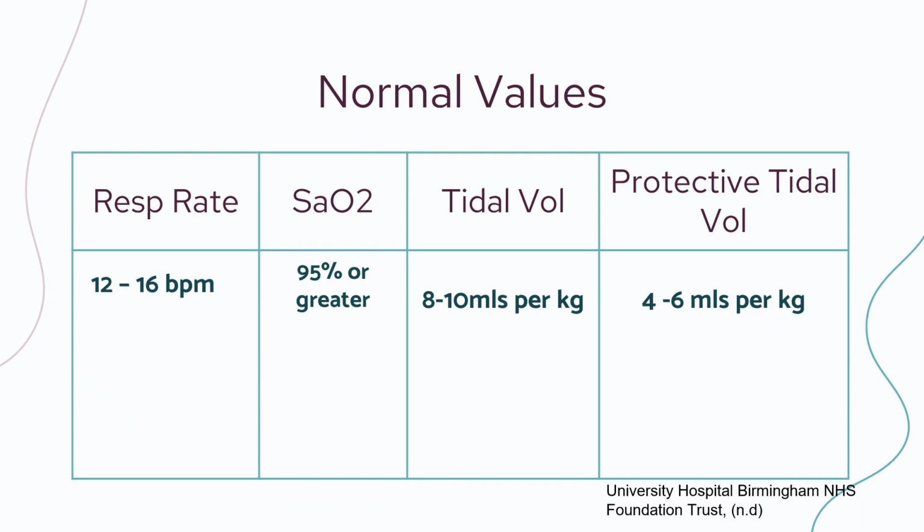For tidal volume, you want 8 to 10 milliliters per kilogram, that's rate specific, and then for protective tidal volume, you want between 4 to 6 milliliters per kilogram.